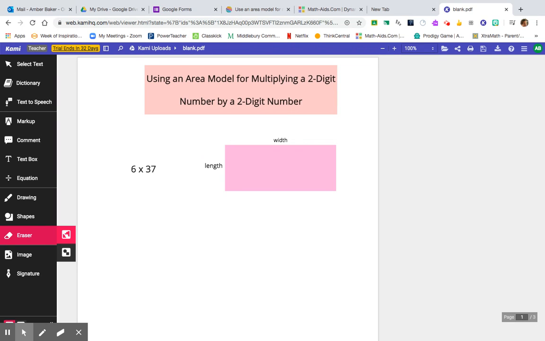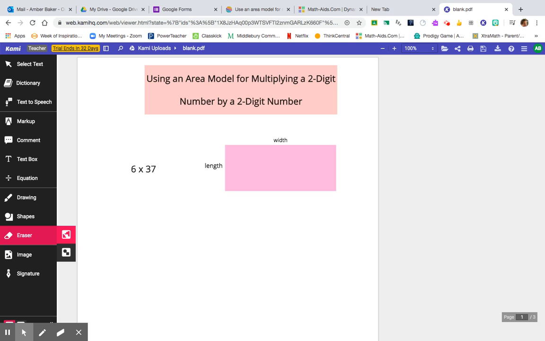For this week, we're going to talk about using an area model for multiplying a two-digit number by another two-digit number. So using an area model just really helps us see and organize the steps of a multi-digit multiplication problem. You're already familiar with this. Earlier in the fourth grade year, you multiplied 6 times 37 and you did this using the area model.